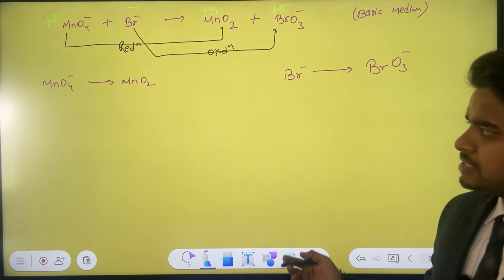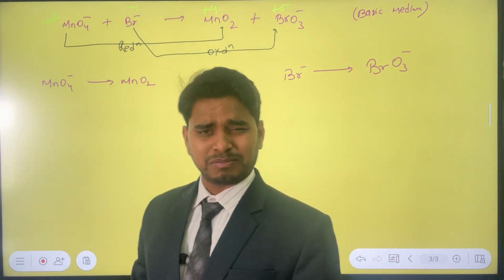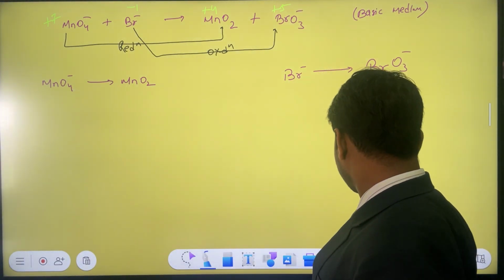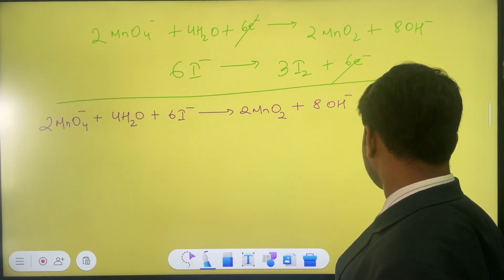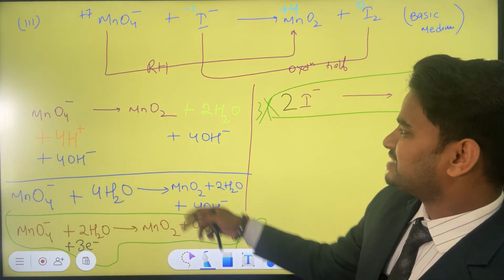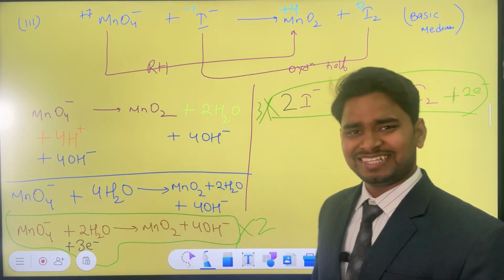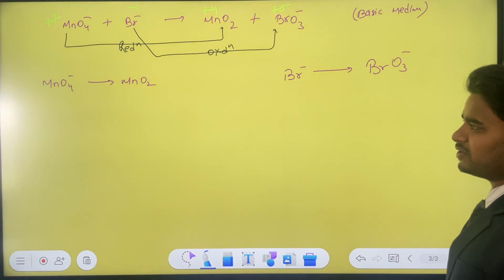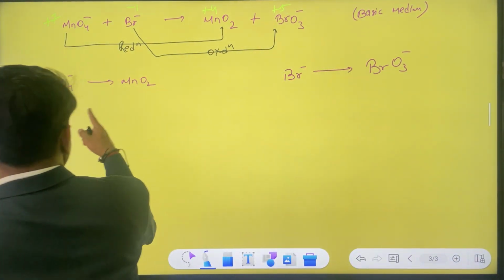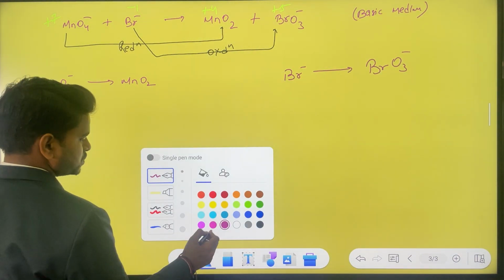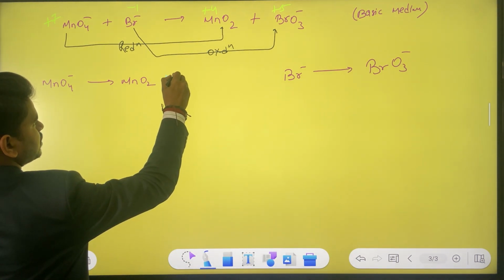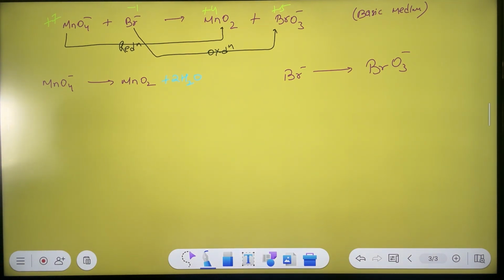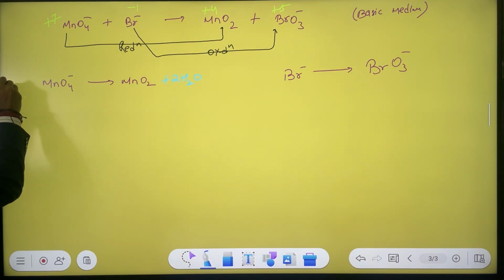Balance the atom. Mn has the same number of atoms, no need to worry about it. Second thing, guys, it is almost the same as what we did in the last question, isn't it? MnO4 minus giving MnO2, so the same thing will be there again. It will not change. We can copy it if you want, or I can solve it again. 4 oxygen, so we have to balance 4 oxygen. We will be adding 2H2O, as simple as that. After adding this, we have to balance the hydrogen, and that's why we will add 4H plus here.